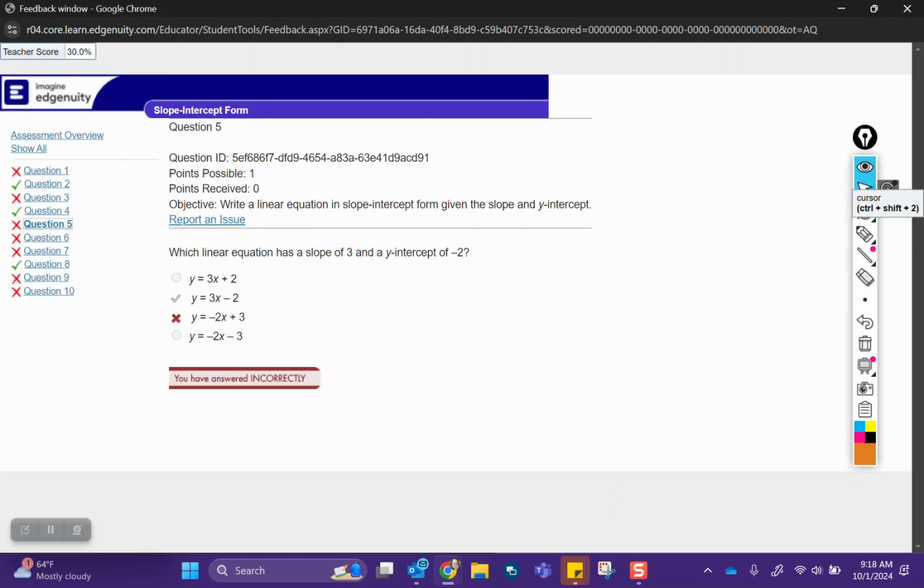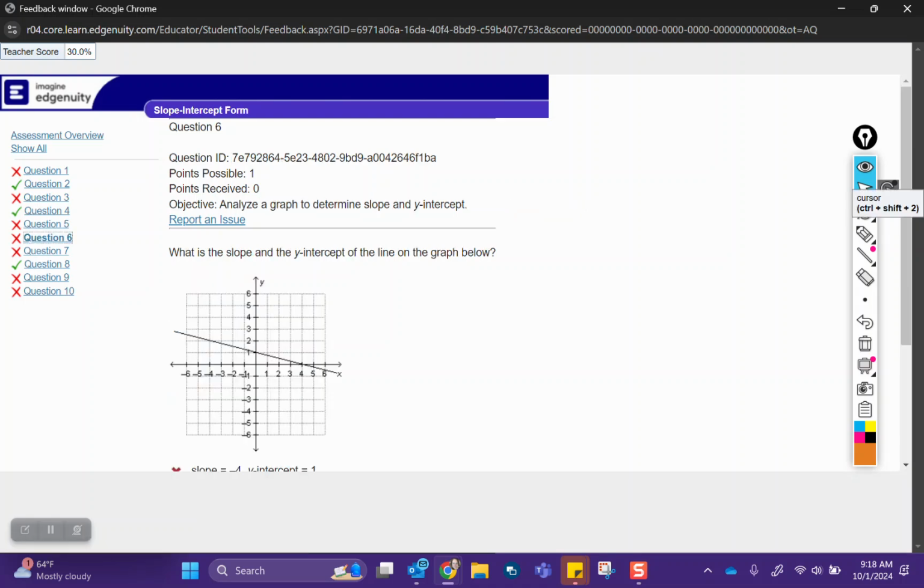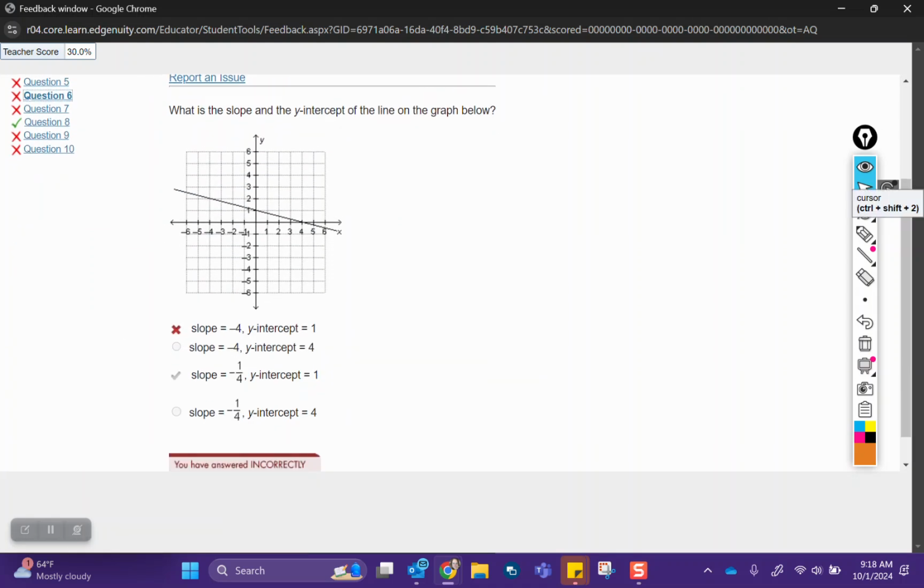Question 5, we did this one earlier. Question 6, what is the slope and the y-intercept of the graph? Here's the y-intercept, +1, so no and no. What's the slope? It is negative, so yes and yes. My two options left do both have negative slope.